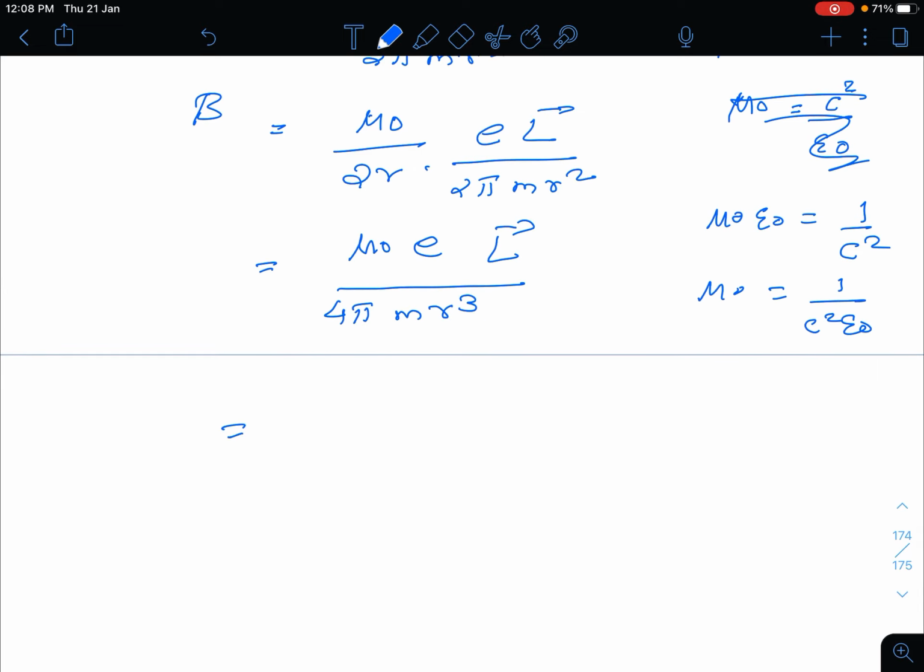I am substituting that for mu 0 as well. So EL divided by 4 pi epsilon 0 c square mr cube. We did this to get 4 pi epsilon 0. That is B. Good.